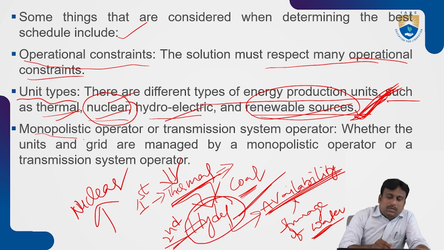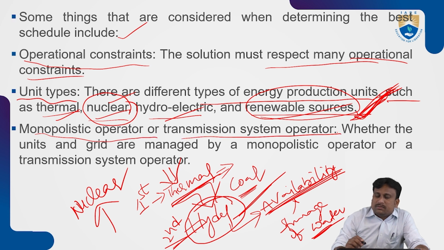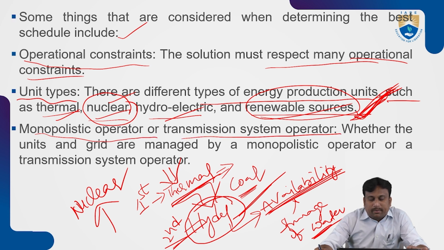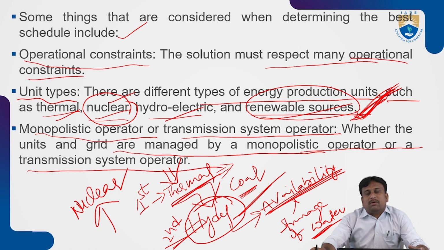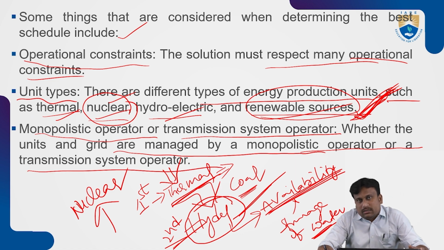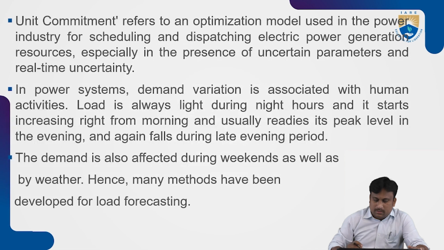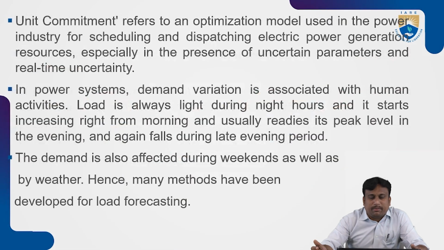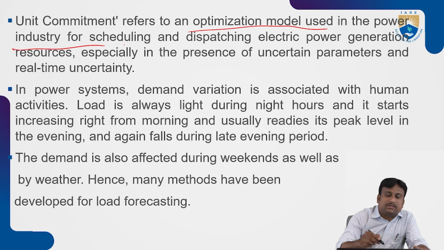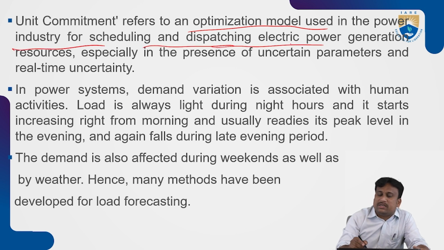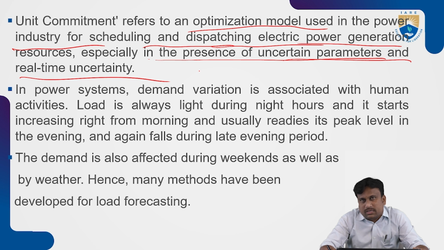Next, a monopolistic operator or transmission system operator will be one of the operational constraints. That means whether the units and grid are managed by a monopolistic operator or transmission system operator, we need to check in the system. Next, unit commitment refers to the optimization model used in the power industry for scheduling and dispatching electric power generation, especially in the presence of uncertainty parameters and real-time uncertainty.